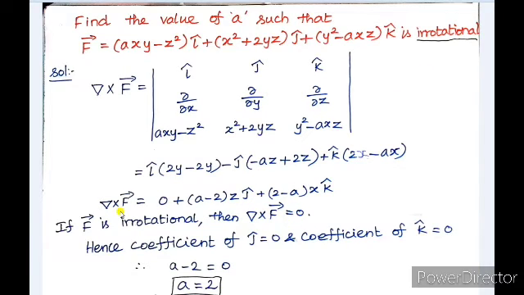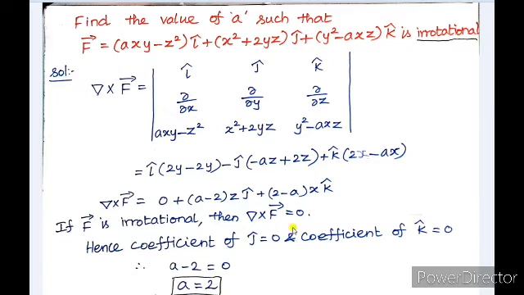So on both sides we have to equate the coefficient of j cap and the coefficient of k cap to 0, because here del cross F vector is equal to 0. Coefficient of j cap here: a minus 2 into z equal to 0, that is a minus 2 is equal to 0.